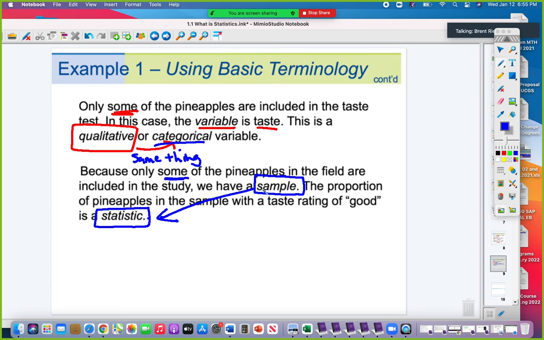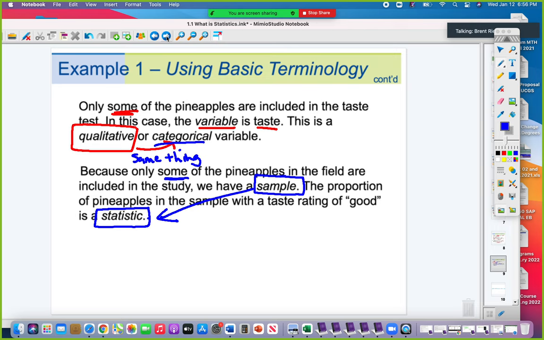Where before, we were talking about the weights of all the pineapples. Well, if we're talking about all, that's a population, so it was a parameter. Okay, population, parameter. If it comes from a population, it's a parameter. If it comes from a sample, it's a statistic.